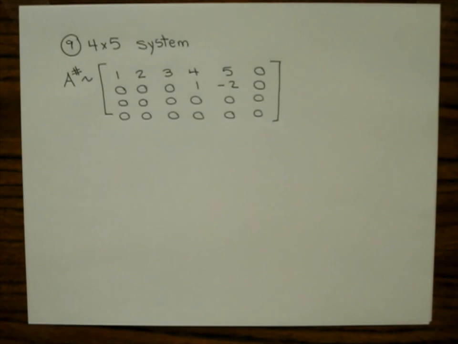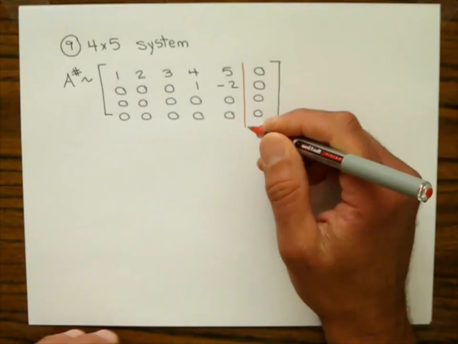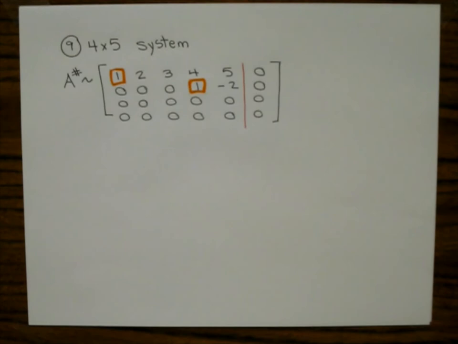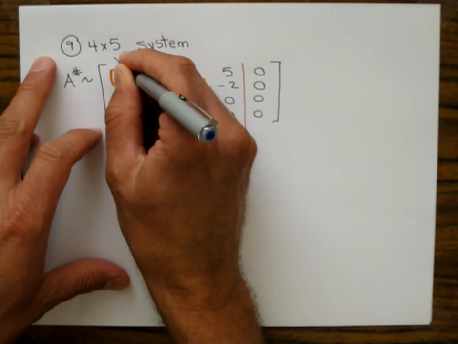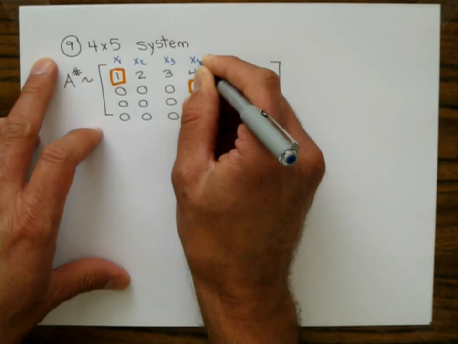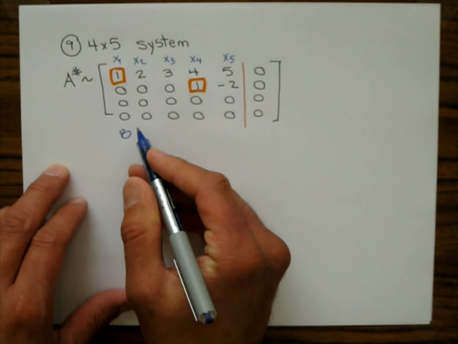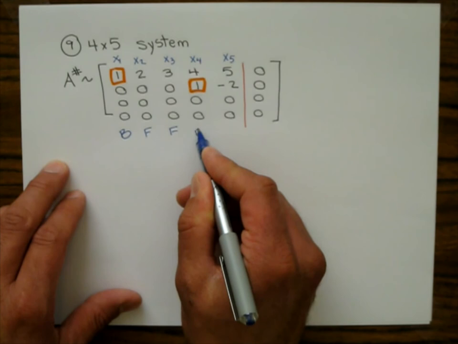Okay, let me go ahead and put the equal sign. I'm going to go ahead and identify all my leading ones. There's one right there, and there's one right there. My variables, this is where I draw the line. And I'm not going to go x, y, z anymore. I'm going to go x1, x2, x3, x4, x5. Okay, so we have what the leading ones are. We have bound, and this guy right here, x2 is free, x3 is free, x4 is bound, x5 is free.